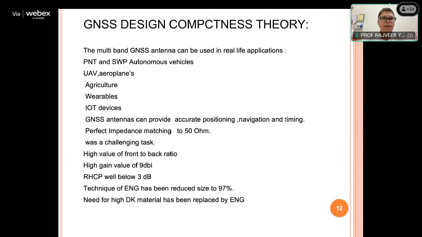When I say inversely proportional to frequency, for designing at low frequency, the size of the dielectric resonator antenna is very huge. But if I have a material of high dielectric constant, high permittivity, my size can be reduced because frequency has a relationship with the wavelength: lambda is equal to C by F.